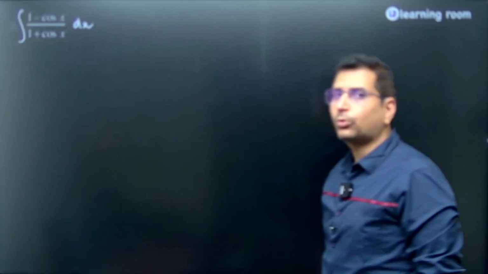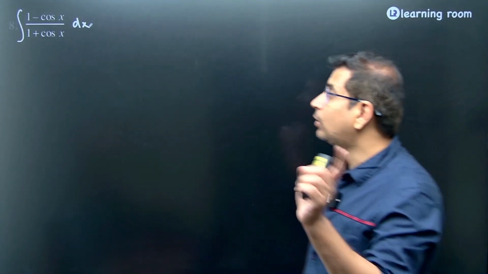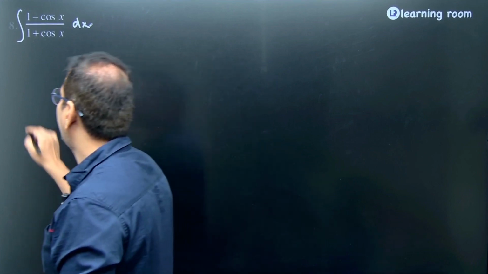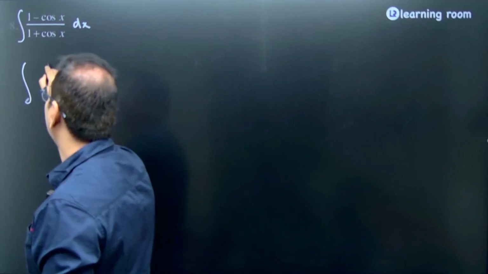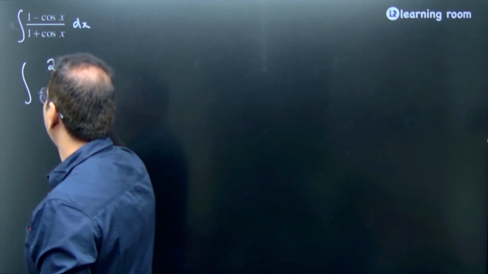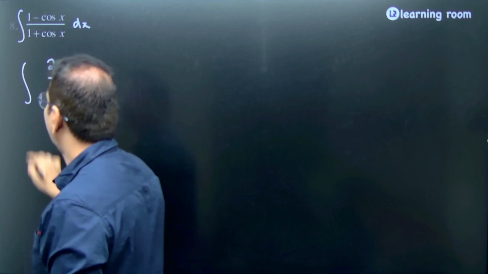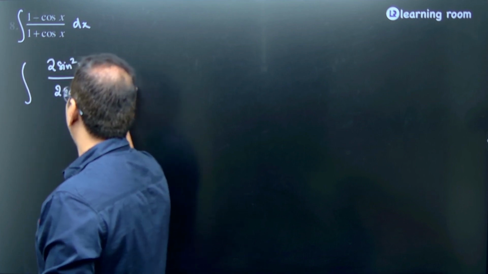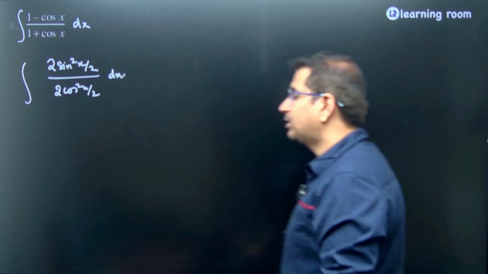Now let's look at the 8th question, which says integral of (1 minus cos x) by (1 plus cos x) times dx. So here if you observe, 1 minus cos x can be written as 2 sin square x by 2, divided by 1 plus cos x, which can be written as 2 cos square x by 2, times dx. Let me explain the reason for it.